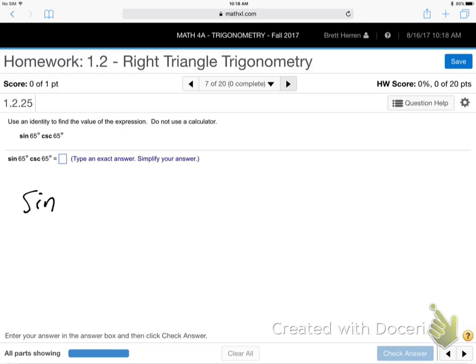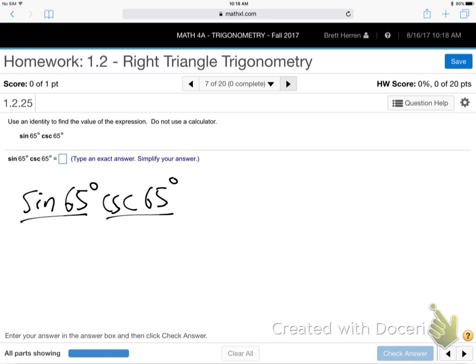Okay, so sine of 65 degrees, cosecant 65 degrees. What's in the middle of these two trig functions? Nothing, which means multiplication. You with me on that? That's times, because there's no plus or minus in the middle. So those are being multiplied: sine of 65 times the cosecant of 65.